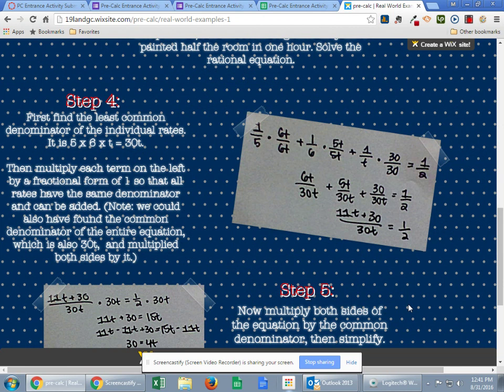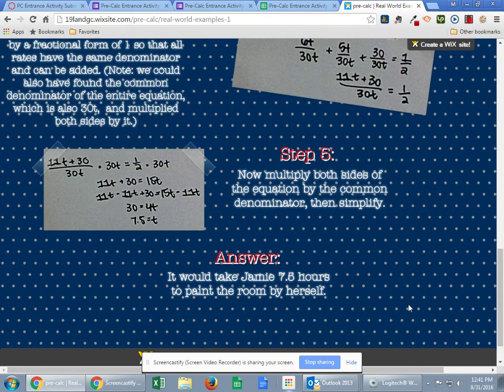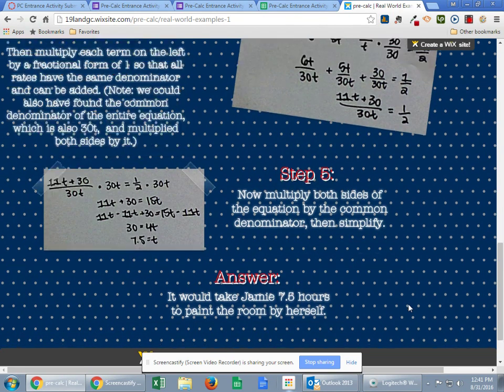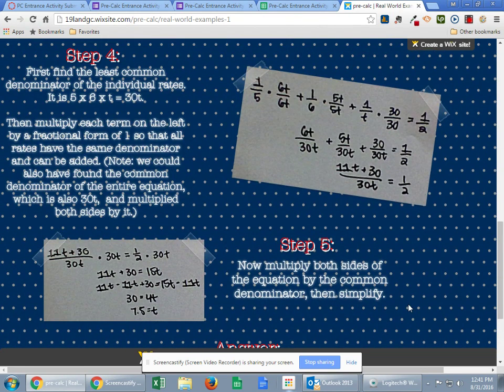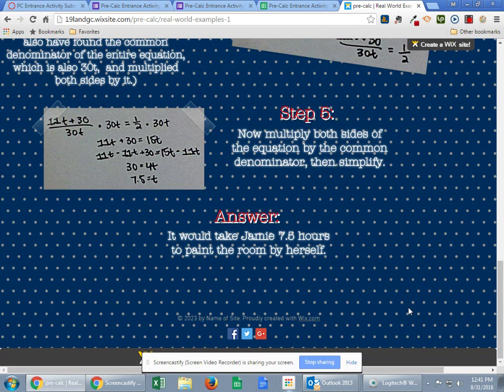First, find the least common denominator of the individual rates. It is 5 times 6 times t equals 30t. Then multiply each term on the left by a fractional form of 1 so that all rates have the same denominator and can be added. We could also have found the common denominator of the entire equation, which is also 30t, and multiply both sides. Now multiply both sides of the equation by the common denominator, then simplify. It would take Jamie 7.5 hours to paint the room by herself.